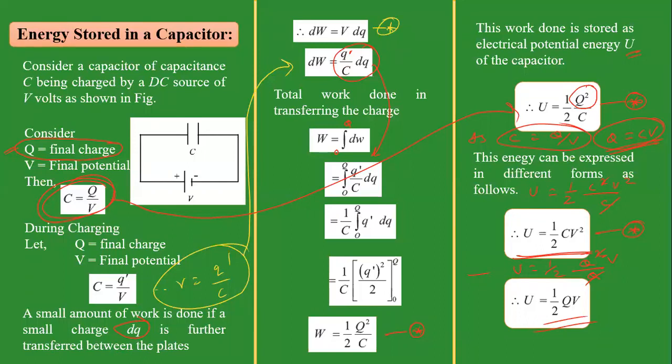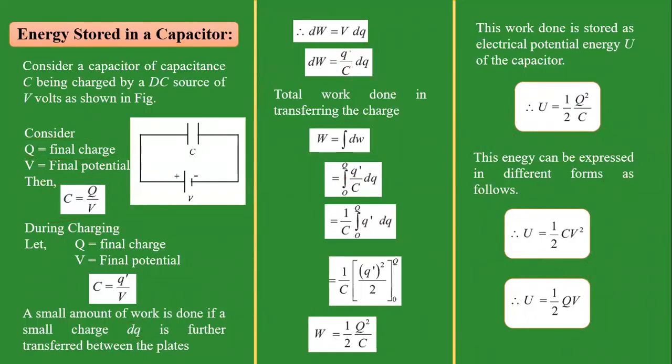You can remember the different forms for the problem. This is the first equation, second equation, third equation. All three equations are equivalent. Any one you can remember for the problem, and then as per the given data you can substitute in that formula to obtain the different forms.